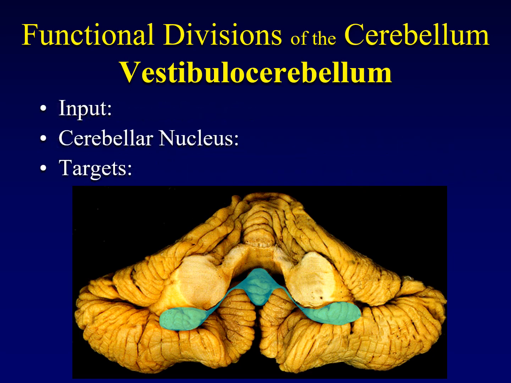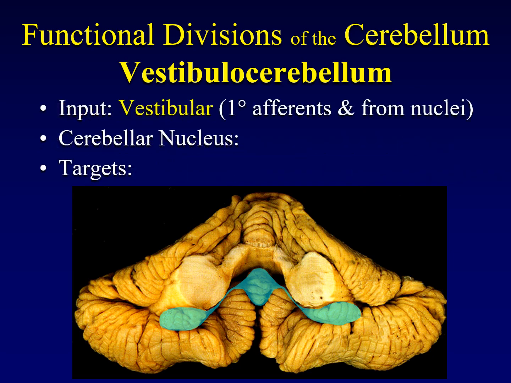Well, with that in mind, I've of course said multiple times now, the input is from the vestibular system. It's mostly from the nuclei, as it should be. This is a very old system, and so there are some primary afferents that come directly from the periphery and go all the way into the cerebellum, but please don't fret about that. That's not a big deal.